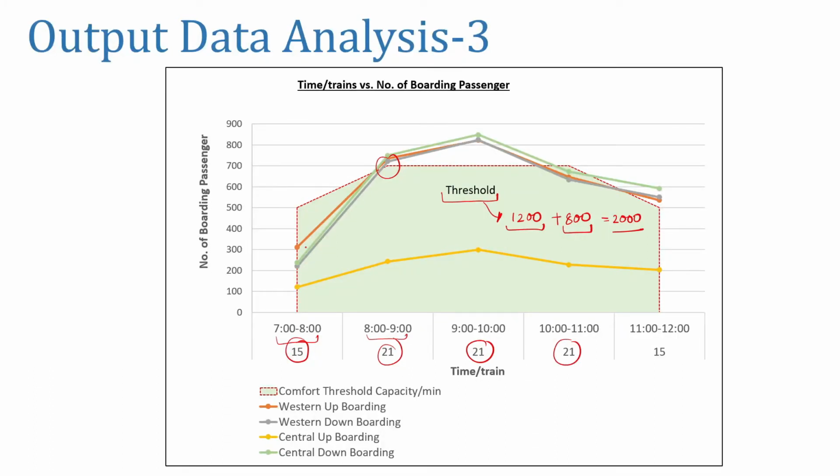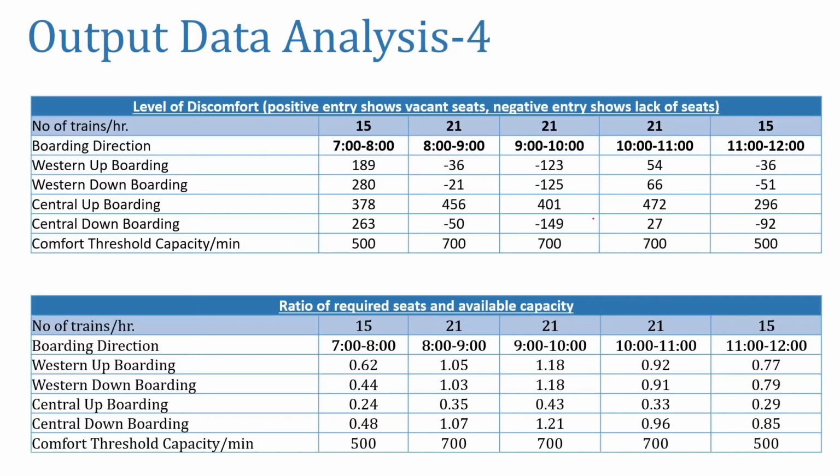So we can see the other lines are the number of boarding passengers per hour. If a line is crossing the threshold, then we can say that in that region the number of available seats is much lesser than the number of required seats. So we can say there is surely a level of discomfort. But if the lines are well below this threshold, we can say the number of available seats is much higher than the capacity. If they are close and intersecting somewhere, we can say they are matching, our threshold is matching the required capacity.